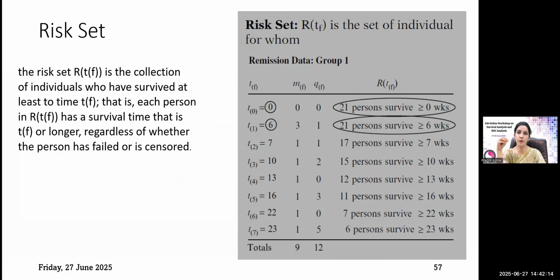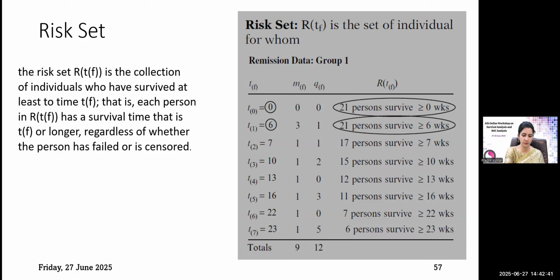Now there is a very important concept which is known as the risk set. Generally, for these concepts of risk set and hazard, you don't have to calculate them. Actually, software does everything. It even gives you a table where it gives you the risk set. So what is a risk set? Basically, the risk set is the collection of individuals who have survived at least time t.